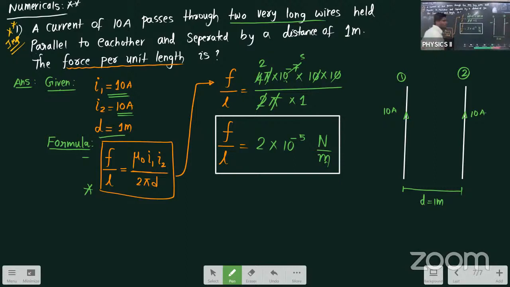Let us move on to the next important numerical from this chapter. I hope everyone is doing this. See here, the next important numerical from this chapter is the second one. A long straight wire carries a current of 35 amperes.